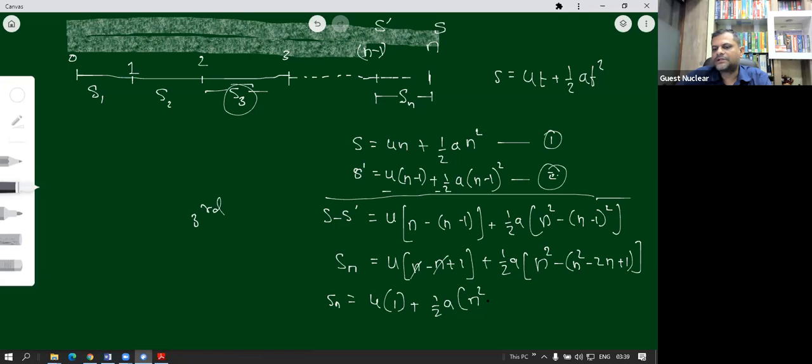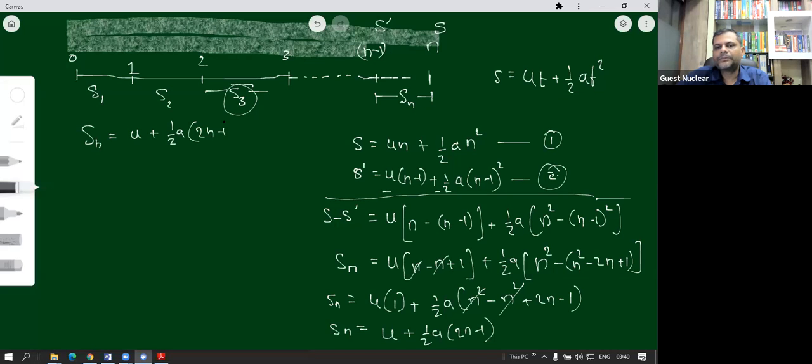If you open the bracket, then we get this minus of n square, minus of minus plus 2n and minus 1, where n square gets cancelled once again, and we are left with Sn, which is equal to u plus half a into 2n minus 1. And this is actually the formula for finding the distance traveled by any body in nth second, which is denoted by Sn. तो Sn के लिए क्या फॉर्मूला हमको मिल गया, u प्लस half of a into 2n minus 1, where 2n minus 1 stands for an odd number. Okay, तो ये इस तरह से हमको मिल रहा है.